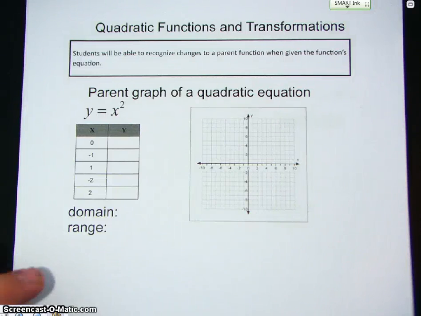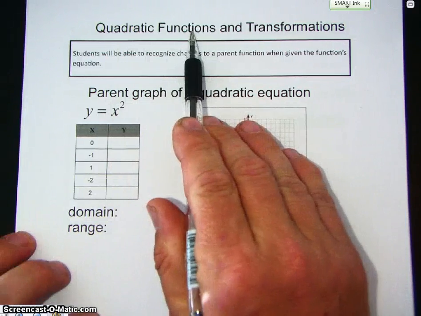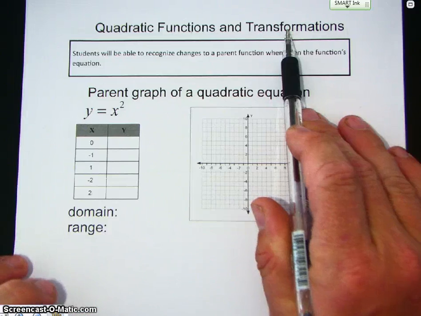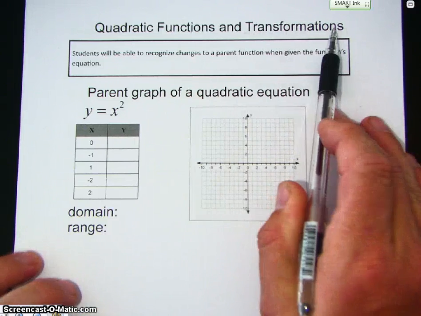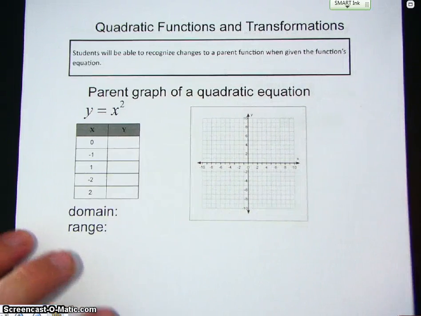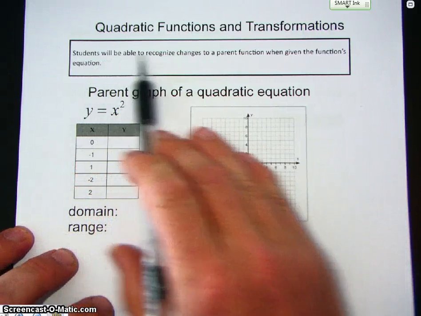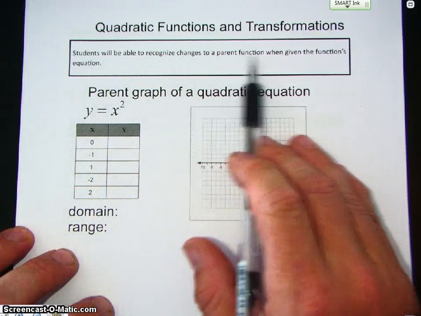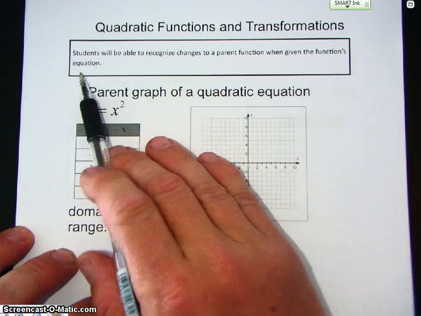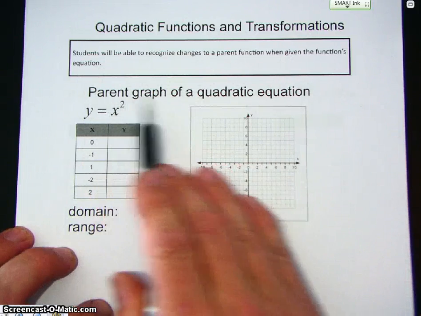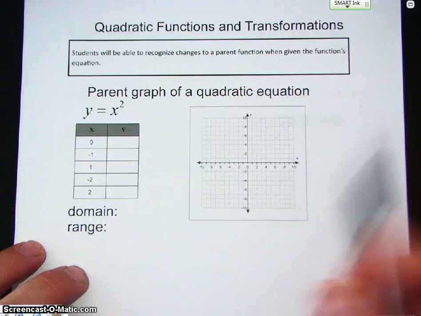Alright, in this video we're going to be talking about quadratic functions and transformations. Particularly transformations. Students will be able to recognize changes to a parent function when given the function's equation. So, the parent graph of a quadratic equation.